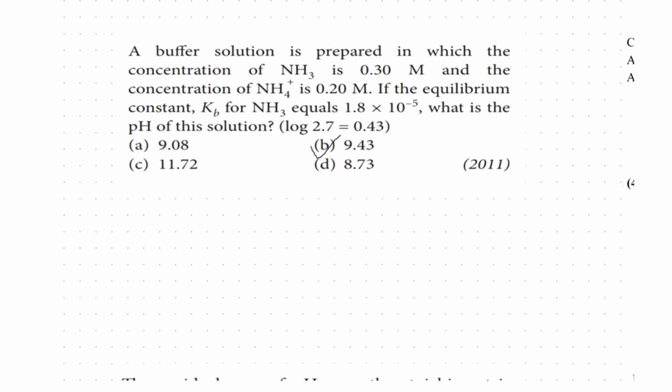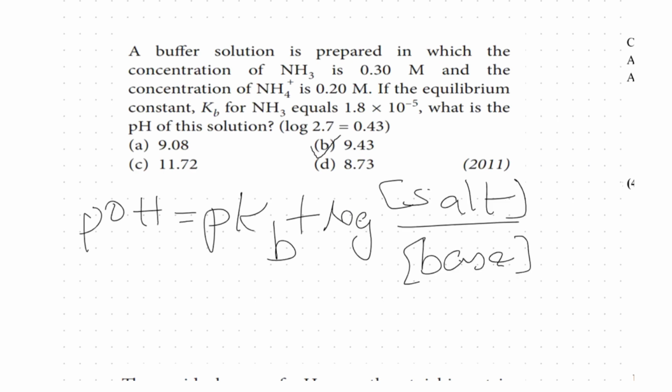In this case, pOH is equal to pKb plus log concentration of salt divided by concentration of the base. Okay. If you apply this equation, you will get pOH value. What is asked here is the pH. Okay. pH is equal to 14 minus pOH.